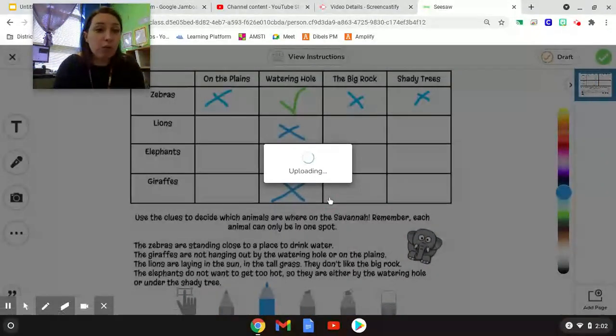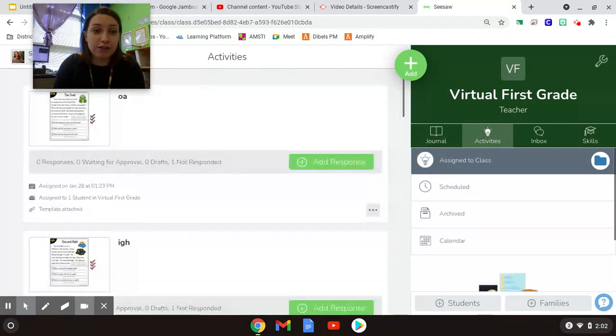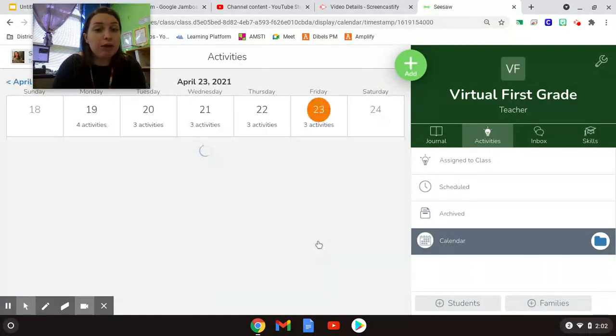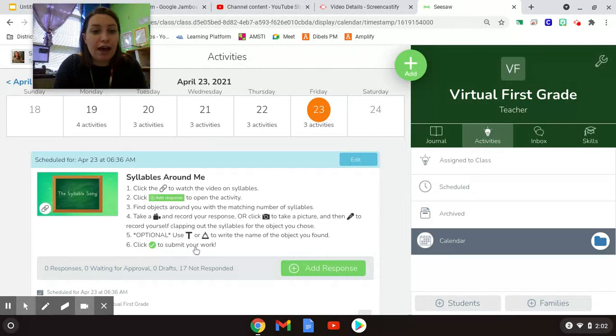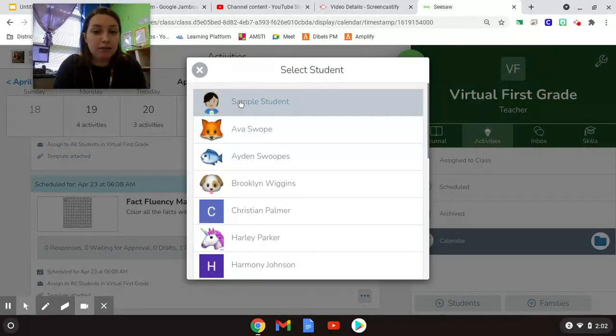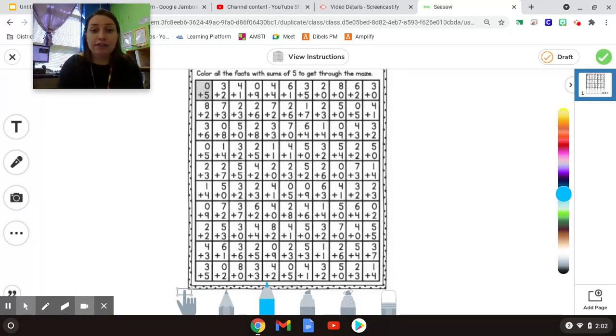And then we have one more assignment, and this assignment is really fun, I think. This assignment is a fact fluency maze. So what you're going to do is you have to read the direction, figure out what number, what sum they want you to find, and then you're going to work your way through the maze. So the sum that we're finding on this one is 5. It says color all the facts that have the sum of 5.